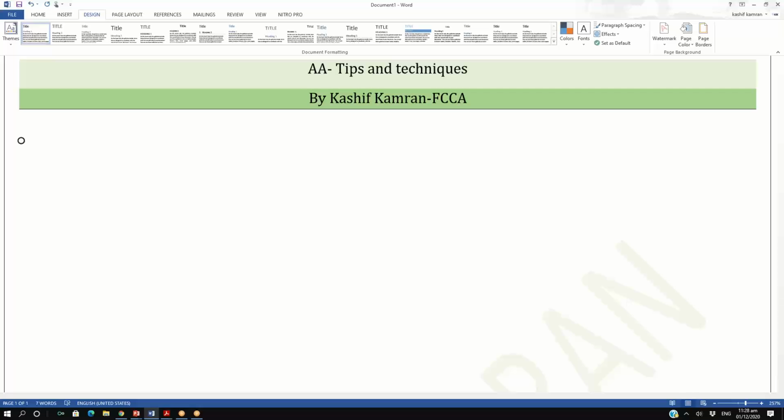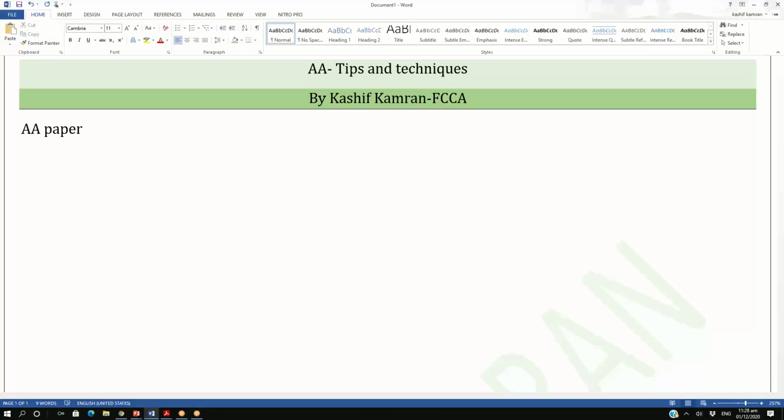You all know that the AA paper consists of two sections, right? One being section A and the other being section B. Now, in section A, you have the OT cases, and in section B, you have the constructed response questions.